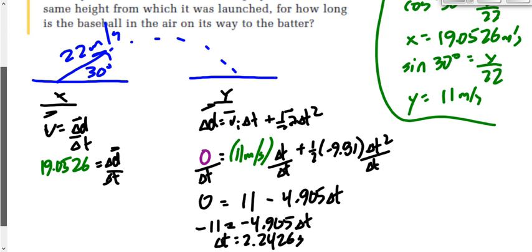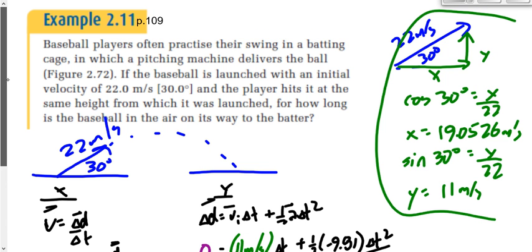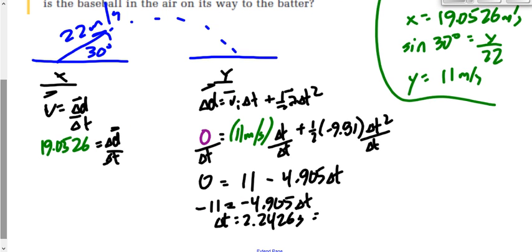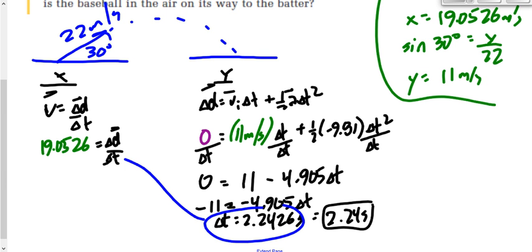That's all we're looking for, right? Is how long is the baseball in the air? So we're going to round that to, what, 3 digits, I think it is? Yep, 2.24 seconds. Now, having said that, if I wanted to solve for the horizontal displacement, I could turn around and sub it in there, right? If I was looking for delta D, x component, but I'm not.